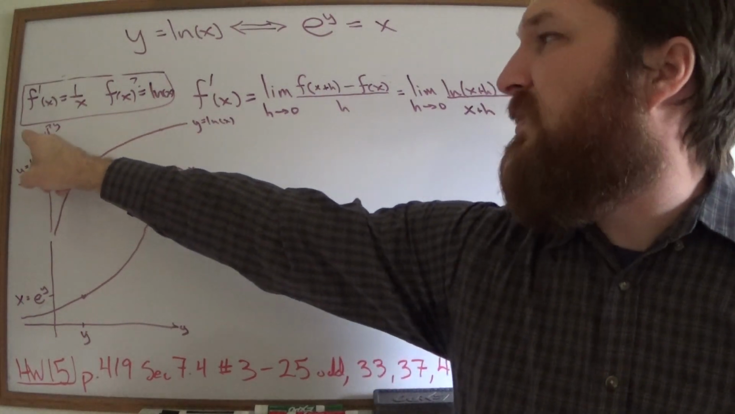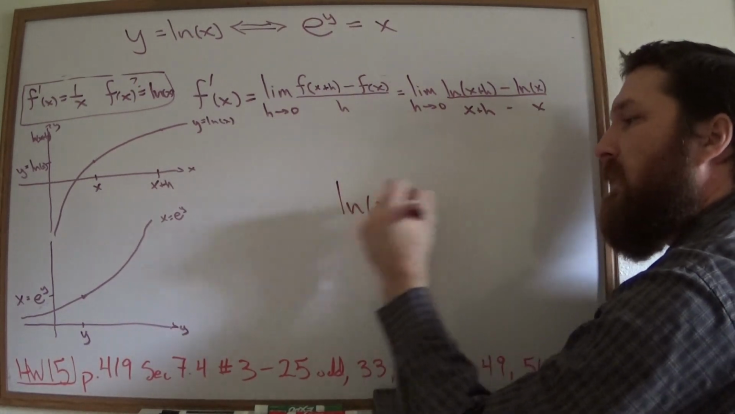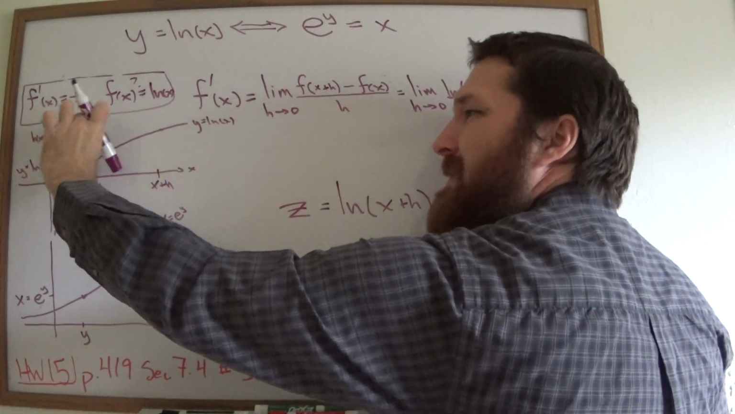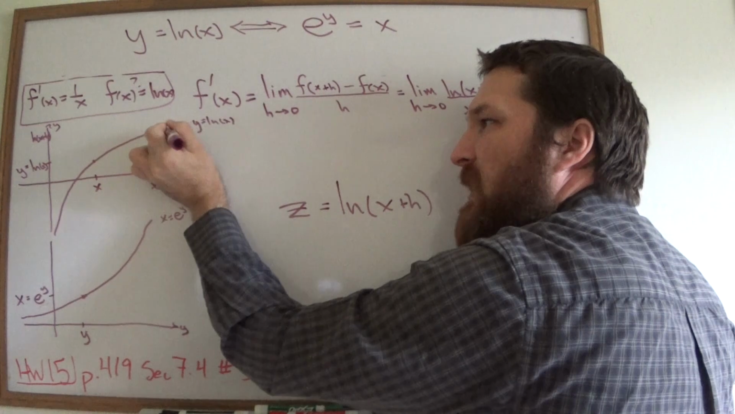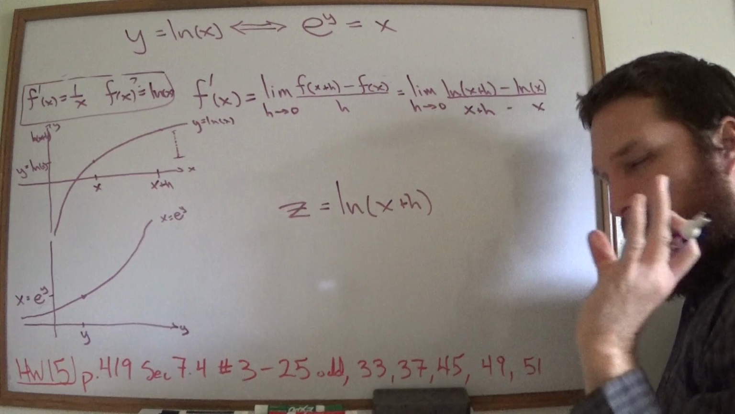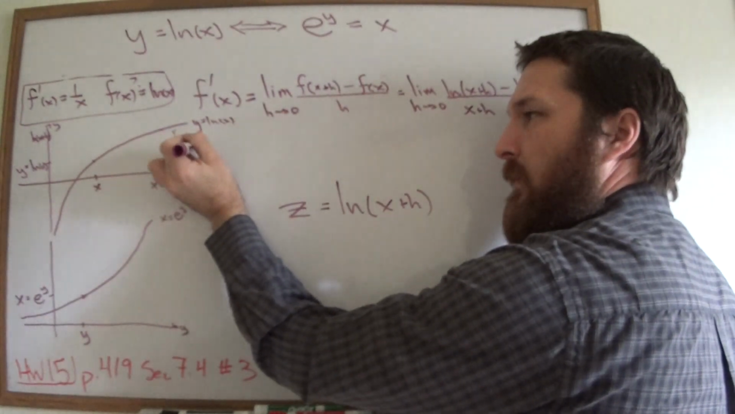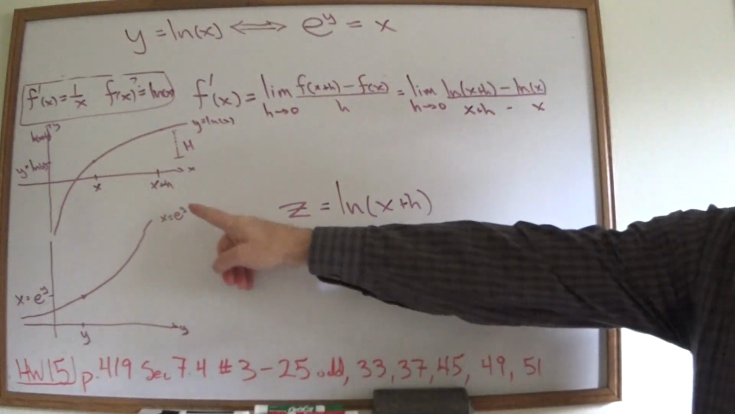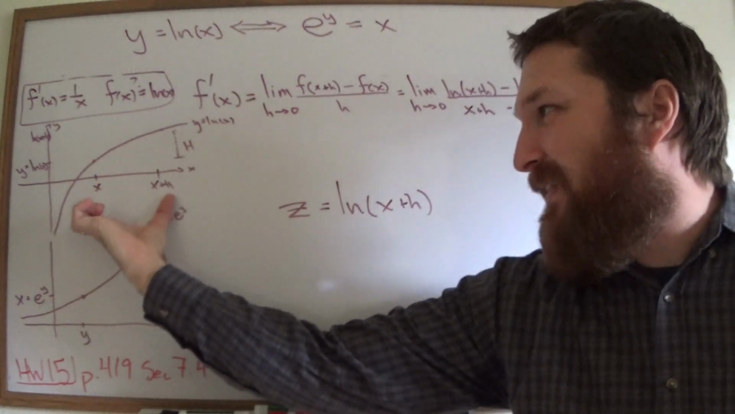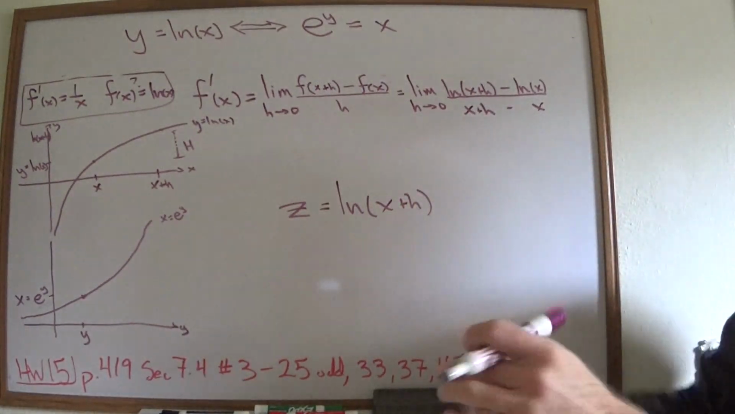Now, here's the thing. This is also some number. I could call it z. I could say log of x plus little h equals z. But the thing to notice here is that there is also some height difference here. There is some change in height from here to here. Now, I'm going to call this height capital H. It has nothing to do with little h. They're not the same number. And you could probably see that, right? This is bigger than that. You could probably find some relationship, but that's not the point here.